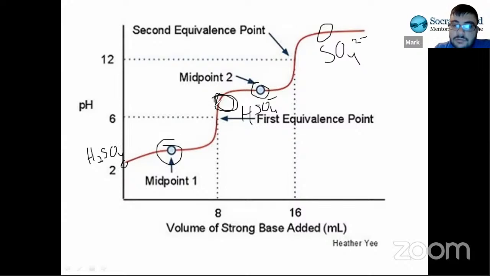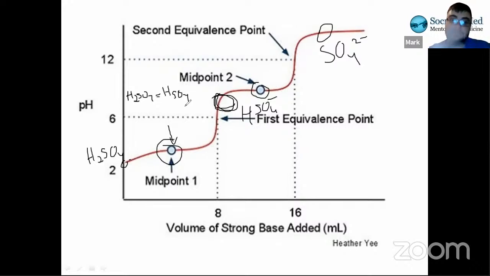At this endpoint right here, it's only HSO4. So as you rode this line, all of the H2SO4 would have slowly gotten converted, like one atom at a time, essentially, into HSO4. At this point, the midpoint, the amount of H2SO4 and the amount of HSO4 are equal.